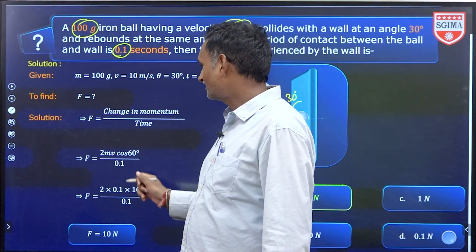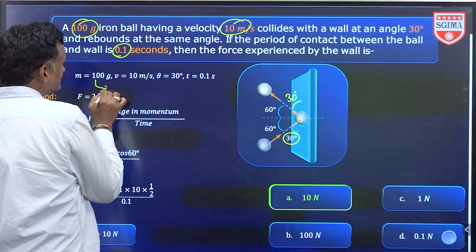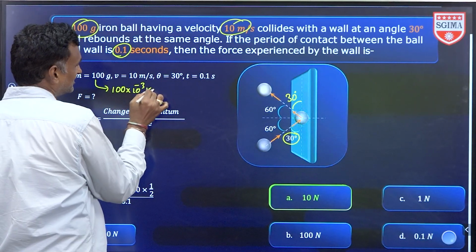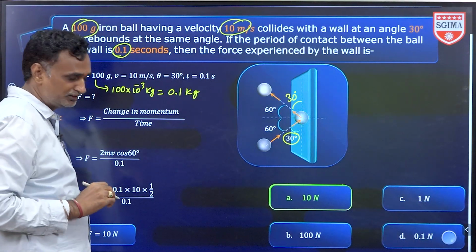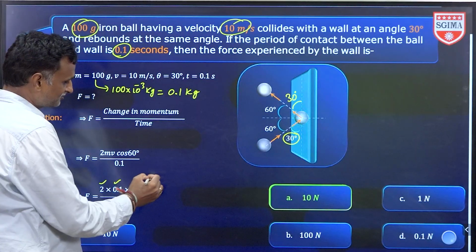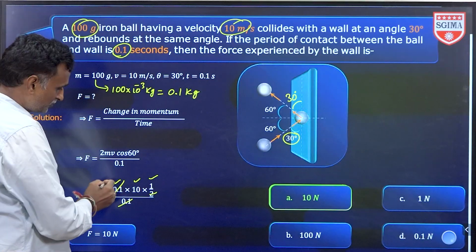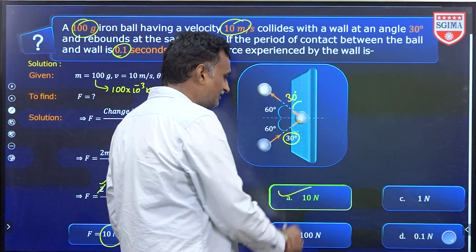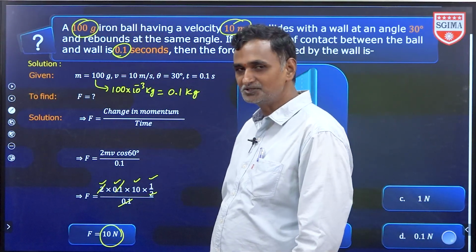The mass is given as 100 grams, so we need to convert it into kg. That is 100 into 10 power minus 3 kg, which is equal to 0.1 kg. So here 2 times mass times velocity times cos 60, which is 1 by 2, divided by 0.1. So 0.1 and 0.1 cancel, 2 cancels, and 10 newtons of force will be the result. So our answer is 10 newtons experienced by the wall in this situation.